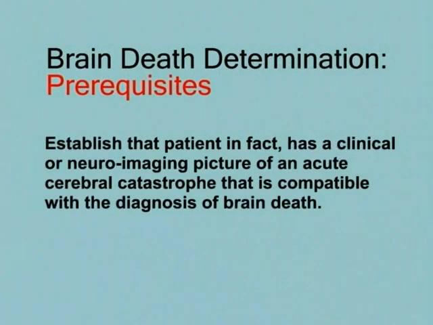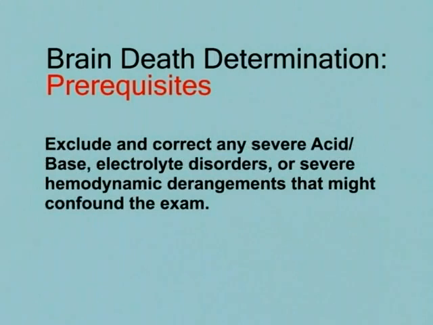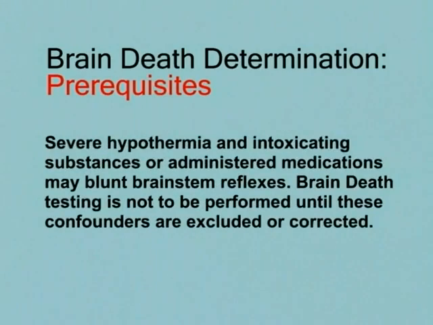First, we must establish that the patient in fact has a clinical or neuroimaging picture of an acute cerebral catastrophe that is compatible with the diagnosis of brain death. Further, we need to exclude complicating medical conditions that can blunt brainstem reflexes and give the false impression of brain death. So, prior to embarking on brain death testing, we must first exclude and correct any severe acid-base disturbances, any electrolyte disorders, or severe hemodynamic derangements that might confound the exam. Additionally, severe hypothermia and intoxicating substances or administered medications may blunt brainstem reflexes. Brain death testing is not to be performed until these confounders are excluded or corrected.